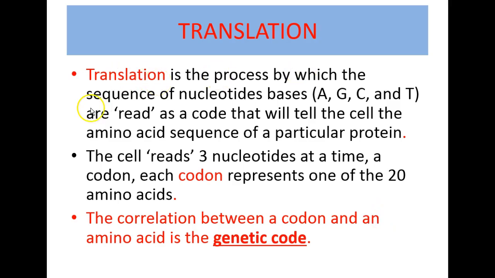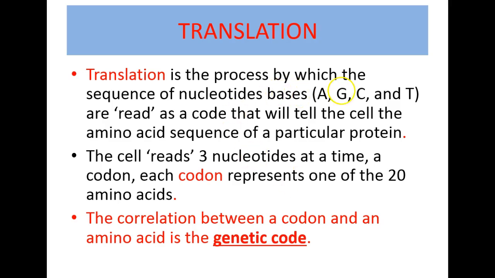Translation is the process by which the sequence of nucleotide bases, A's, G's, C's, and T's, are read as a code that will tell the cell the amino acid sequence of a particular protein. The cell reads 3 nucleotides at a time. These 3 nucleotides are called a codon. Each codon represents one of the 20 amino acids. The correlation between a codon and an amino acid is what we call the genetic code.